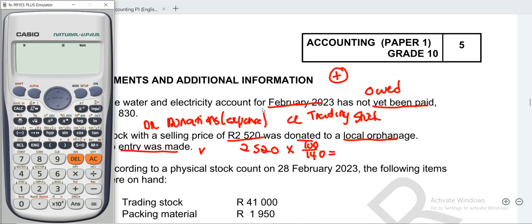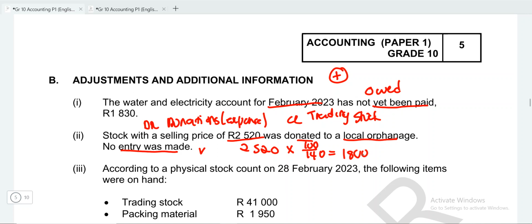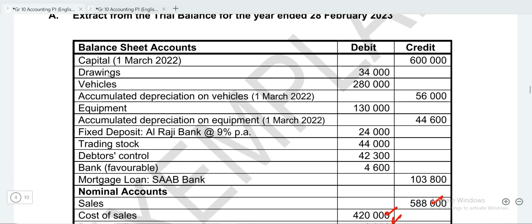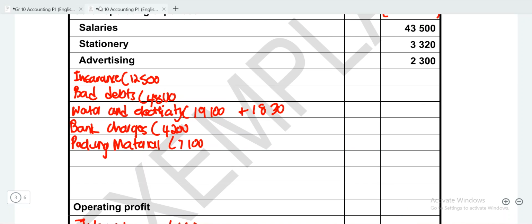So let's see, 2,520 multiplied by 100 divided by 140, it is giving us 1,800. So which means that our donations will be affected by 1,800, and our trading stock will also be affected by 1,800. So remember guys, the trading stock deficit or surplus calculation will be affected. So what we must do, we must adjust also the trading stock that is from the trial balance. And according to here, our trading stock from the trial balance is 44,000.